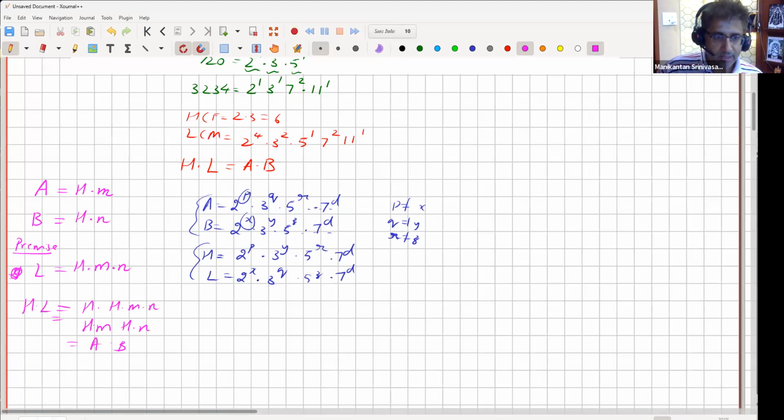But why is LCM H times M times N? H is common, so we need H, and M and N do not have anything in common. Therefore, to find the LCM of A and B, I bare minimum need H, and M and N do not have anything in common. Why do M and N not have anything in common, Kunsh?